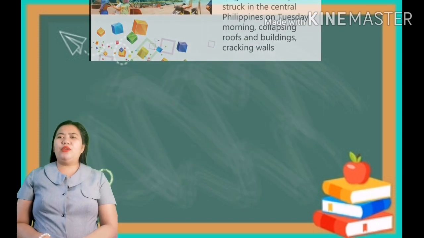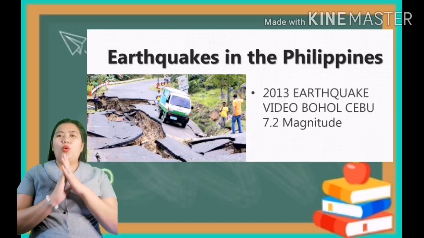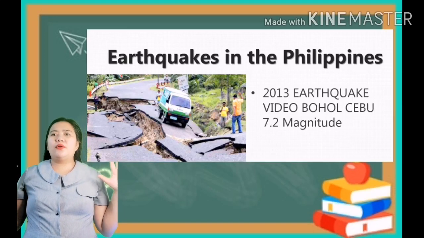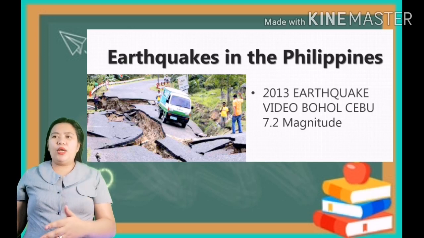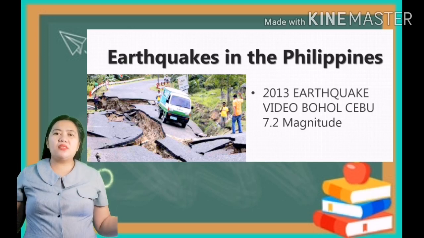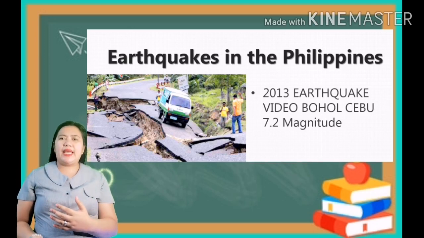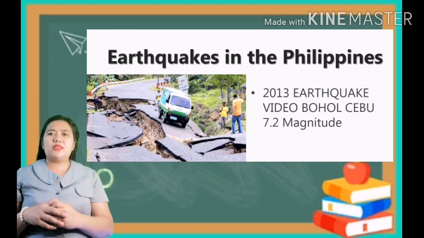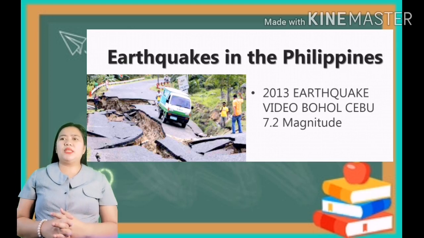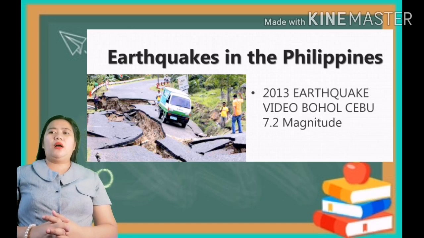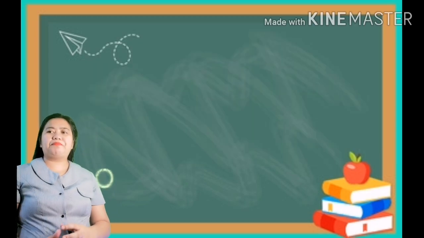Looking at the figure on the topmost portion, as you can see, the whole road area of this particular part of Bohol is actually damaged, and as you can see, cracks and fissures are created on this part of the road. This is again the 2013 earthquake, Bohol, Cebu, 7.2 magnitude earthquake.